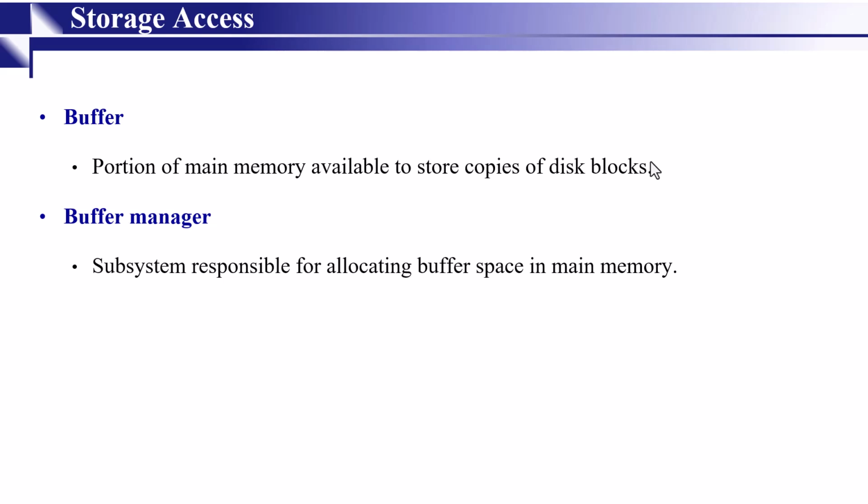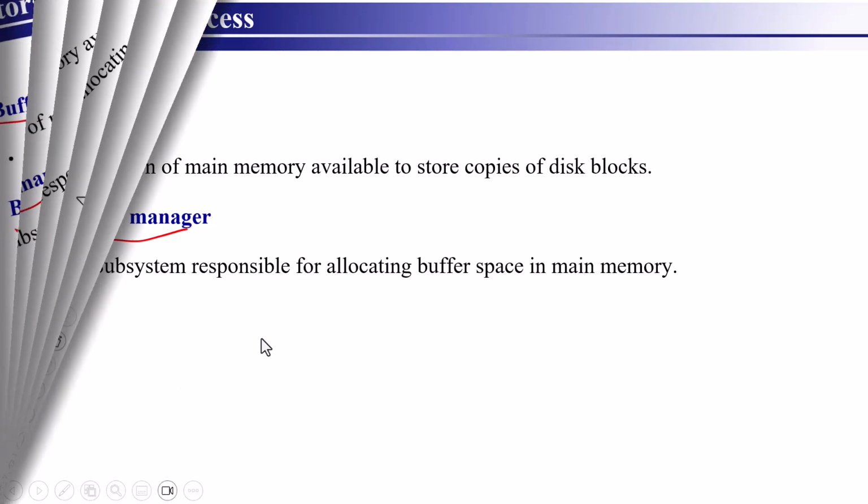Finally, we touch on storage access. First, we have the buffer. The buffer is a portion of main memory, and it is used to hold copies of disk blocks. Why do we use this one? For speeding up data retrieval. And then we have the buffer manager. It's a key subsystem, and it is used to allocate this space efficiently in order to optimize performance between disk and memory.